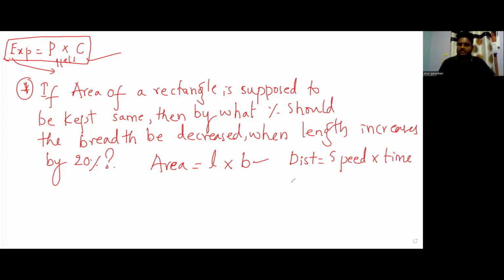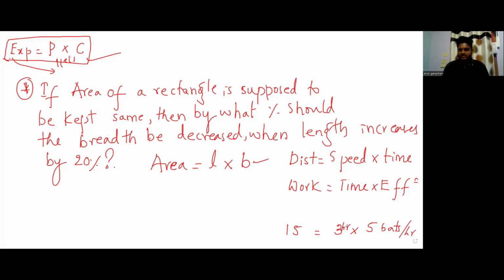And you can do this in your work and time chapter also. Work is equal to time into efficiency. Efficiency is what? Per hour. Let us say I am supposed to make 15 bats and I am making them in 3 hours. Then what is the efficiency? My efficiency is 5 bats per hour. That is my efficiency. How much time am I taking? 3 hours. So in total, how many bats am I making? 15 bats. The hour and hour will get cancelled. So work is nothing but time into efficiency. These are the formulas where we will draw the parallels.